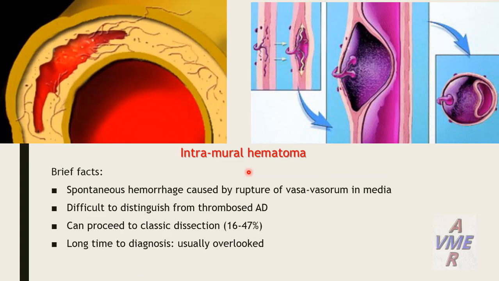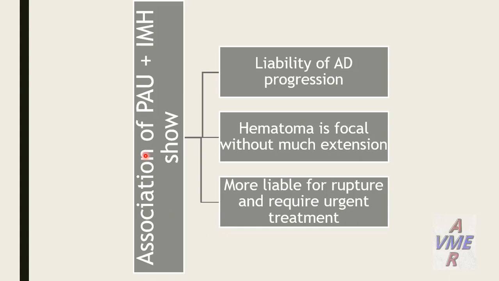So we have discussed intramural hematoma. It is a hemorrhage inside the media due to rupture of the vasa vasorum, and it is difficult to differentiate from thrombosed aortic dissection and can proceed to classical dissection. And if we have a penetrating aortic ulcer and intramural hematoma, that means it is more liable to progress to aortic dissection, more liable for rupture, and may require urgent and difficult treatment. And hematoma is focal without much extension.